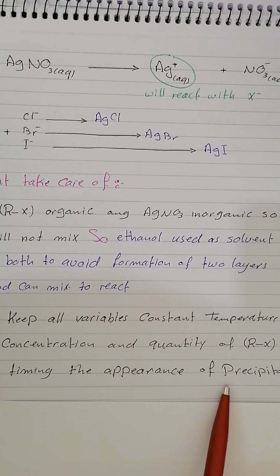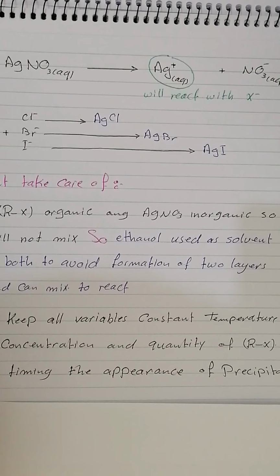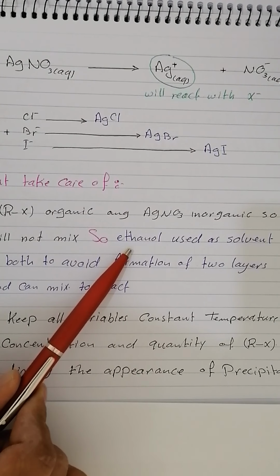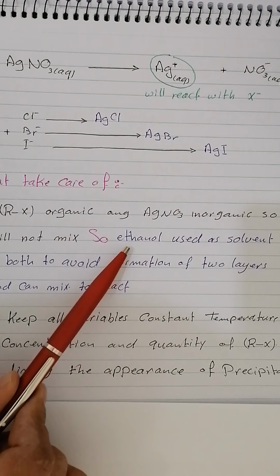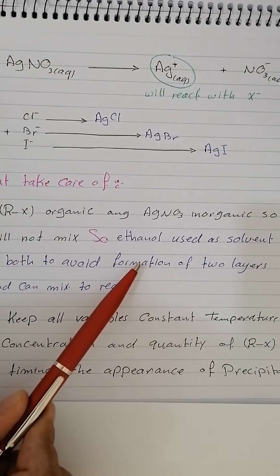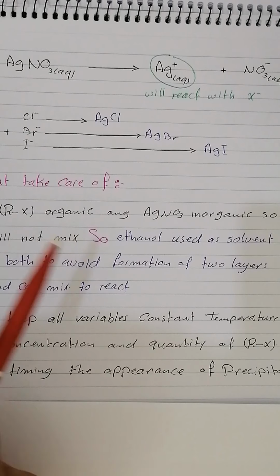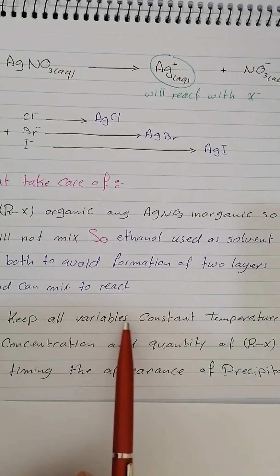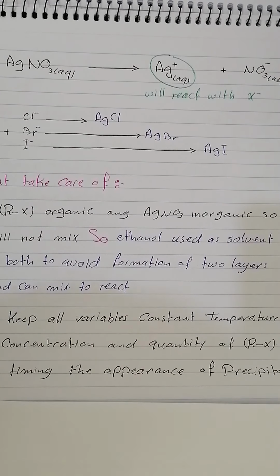We don't have a fixed experiment in our syllabus, but if you remember the experiment of sodium thiosulfate, we can follow the same thing. We can put an X sign, for example, and wait till the X sign disappears. We need to take care with timing. So in the practical part of this experiment, we have two layers because we have organic and inorganic reactants. We will use ethanol because ethanol will dissolve the organic and the inorganic reactants to form one layer. We need to keep all other variables constant, temperature, concentration, and the amount, and take care with timing.